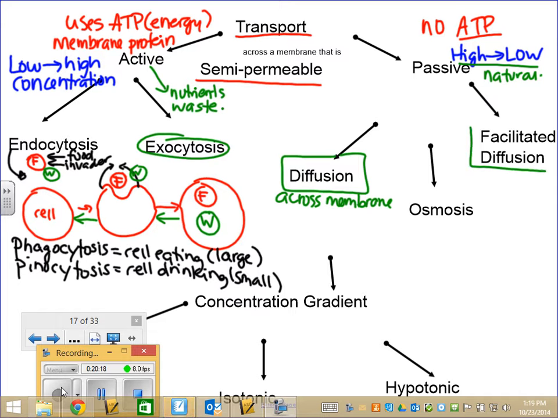Facilitated diffusion is the same process, but it uses a protein. It's for molecules that are too big to go across the cell membrane by themselves. Osmosis is very similar, but osmosis is specifically for water.